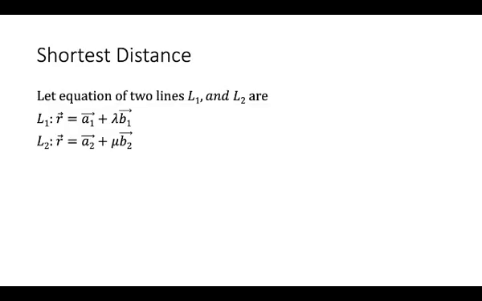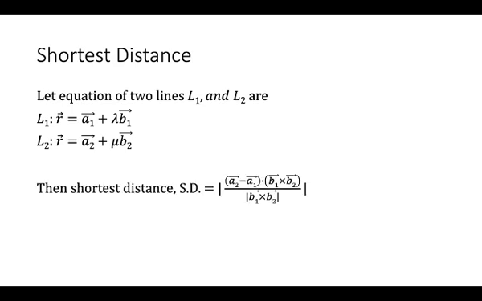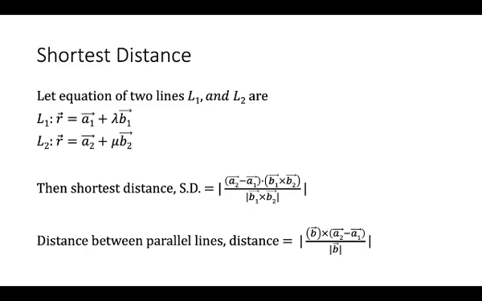Let the equations of the first line L1 and second line L2 be vector r equal to vector a1 plus lambda vector b1 and vector r equal to vector a2 plus mu vector b2. Then shortest distance equals modulus of (vector a2 minus a1) dot (vector b1 cross b2) upon magnitude of vector b1 cross b2.